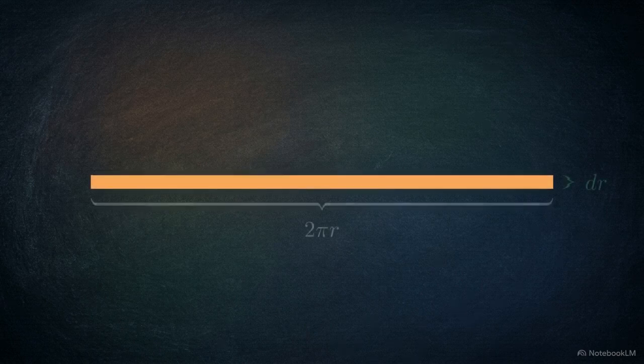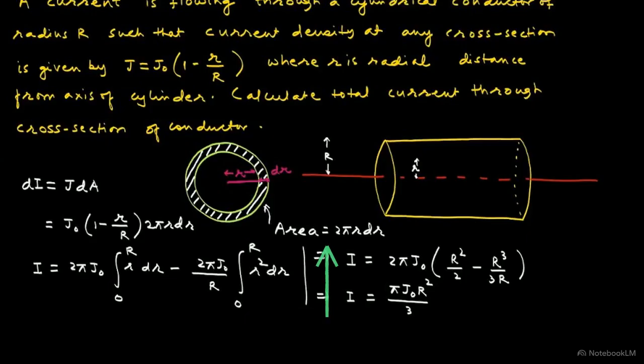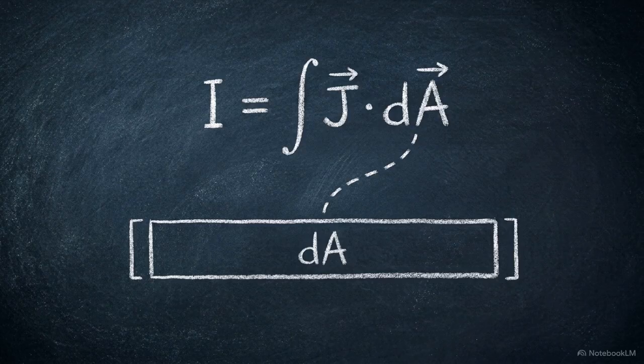Because the current density changes based strictly on its radial distance from the center, we slice the cross-section into infinitesimally thin concentric rings. To run the flux integral, we first need to define the exact surface area of one of these specific rings. If we snip the ring and unroll it, it forms a flat rectangle. The length is simply the circumference, 2 pi r, and the width is its infinitesimal thickness, dr. This proves the formula for our area element. The area of the ring is 2 pi r dr. Successfully identifying and constructing the correct geometric area element is the absolute prerequisite for solving any complex flux integral.